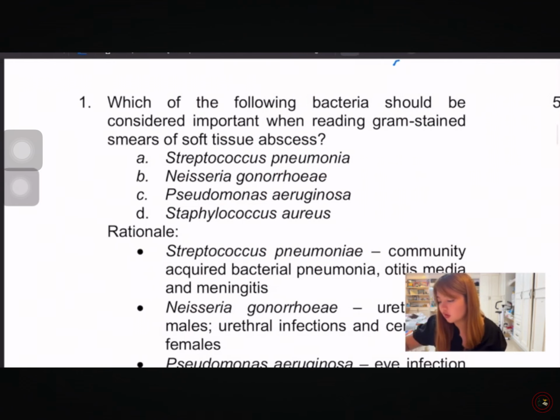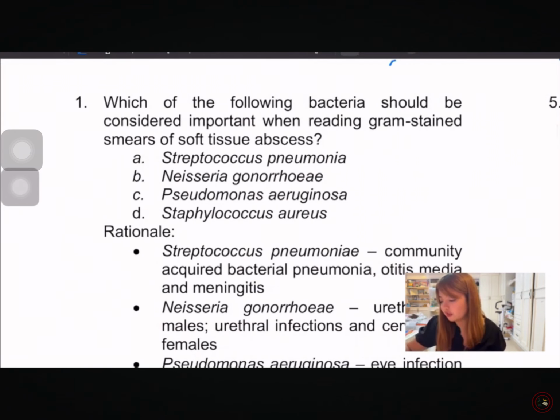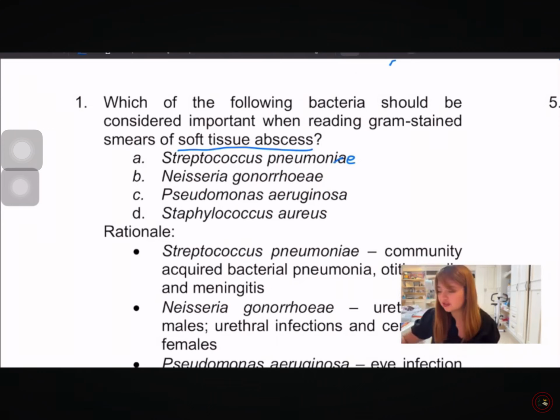So, first question natin is, which of the following bacteria should be considered important when reading gram-stain smears of soft tissue abscess? So, sa mga ganitong questions, I usually just do a process of elimination. So, Streptococcus pneumoniae, yung naalala mo lang dito is community-acquired bacterial pneumonia or otitis media and yung meningitis. So, I don't recall anything na meron siyang relation sa soft tissue abscess, so eliminated na agad. Neisseria gonorrhea and soft tissue abscess, parang hindi familiar.